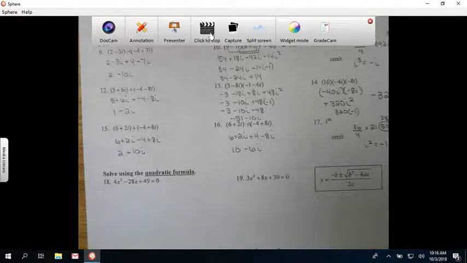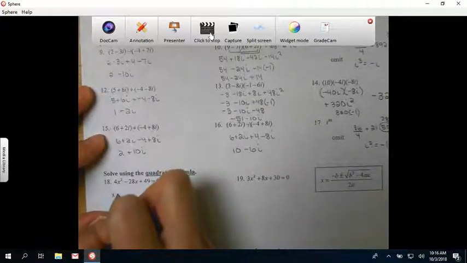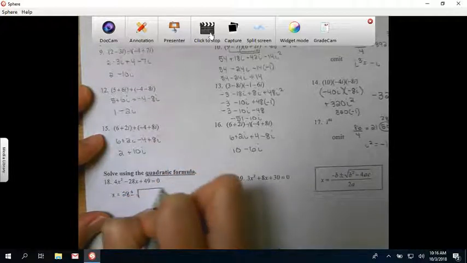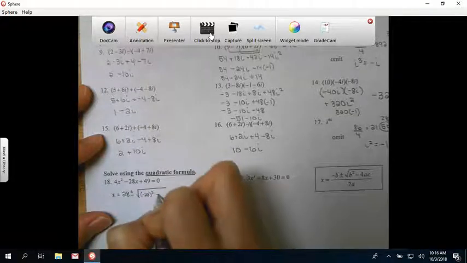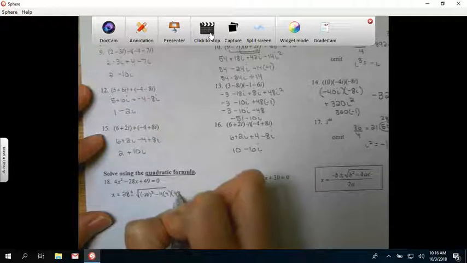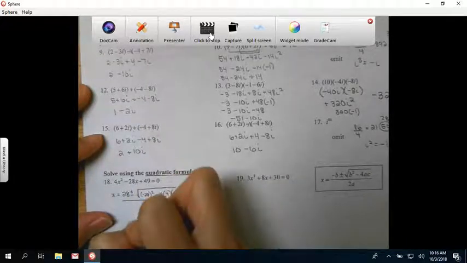Okay, so here is my quadratic formula. So if I plug this in, I have negative b, but b is already negative, so I'm going to go ahead and make that positive. And I have b squared minus 4ac, and all of that is divided by 2a.